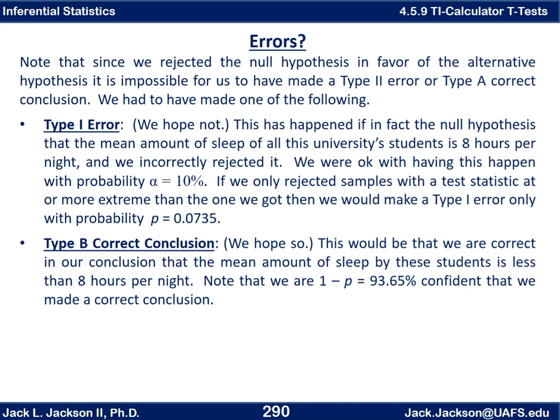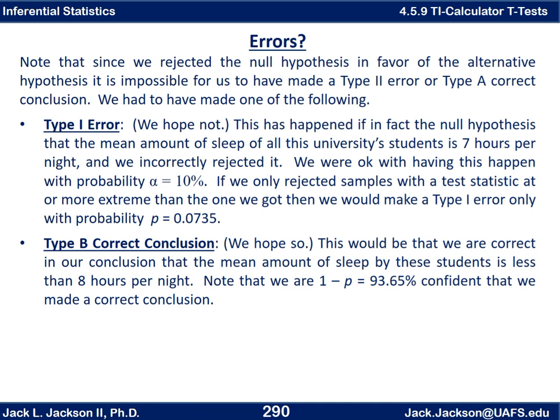So the probability we did one of those two things is 0, because both of those require us to not reject the null hypothesis. So a type 1 error, which we hope we didn't make, would happen if in fact the null hypothesis, that the mean amount of sleep in university students is actually 7 hours per night, is true, and we incorrectly rejected it. Now remember, the alpha level gives us the level that we're willing to accept, so we were okay with having this happen with probability 10%.